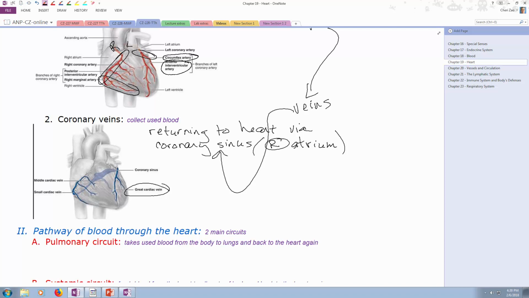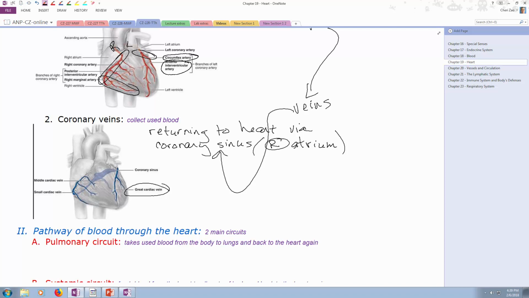And the circumflex vein has to travel over the artery because if it traveled under the artery, what would happen to it by the weight of the artery itself? It would be almost like a tourniquet, correct? So veins, as you are going to discover in your dissection work, are typically superficial to the arteries. Veins don't like to be under an artery.